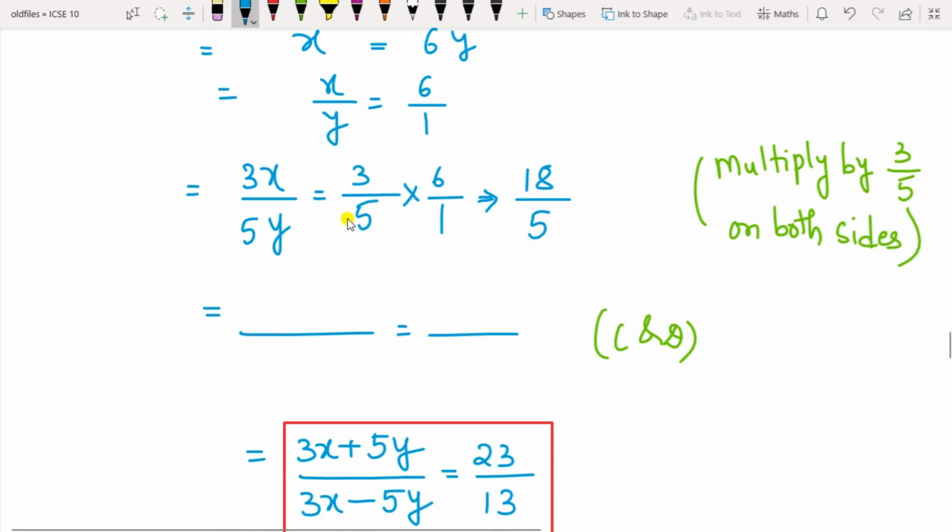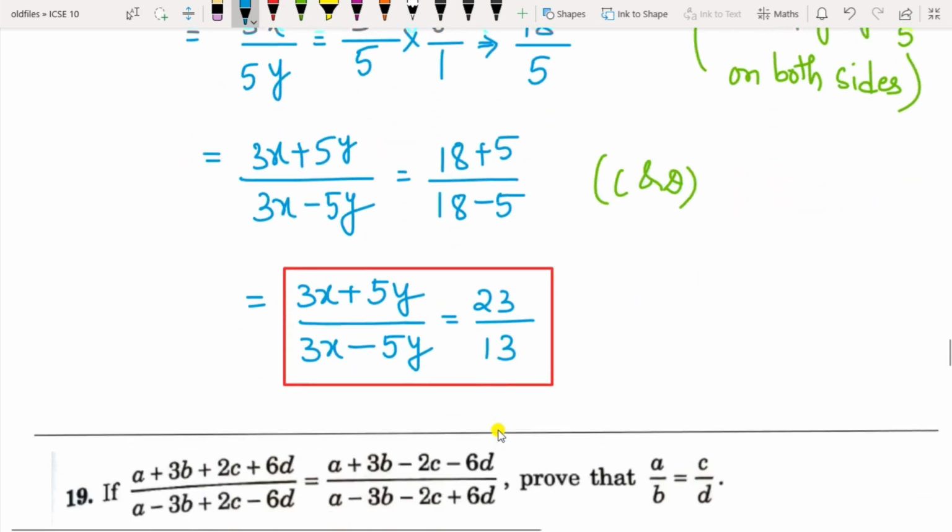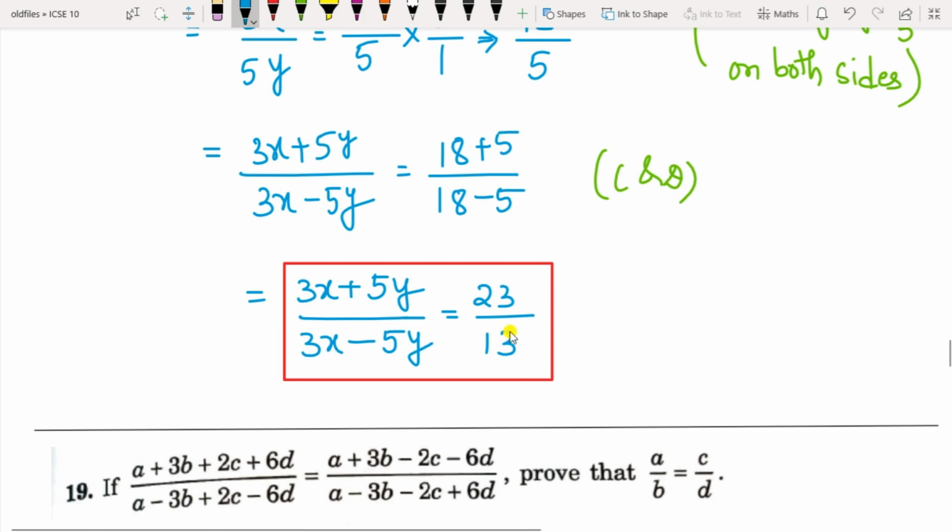And now apply the componendo and dividendo pattern. So this is (3x plus 5y) upon (3x minus 5y) equal to (18 plus 5) upon (18 minus 5), and that you get as 23 by 13. So this is the value for the given equation.